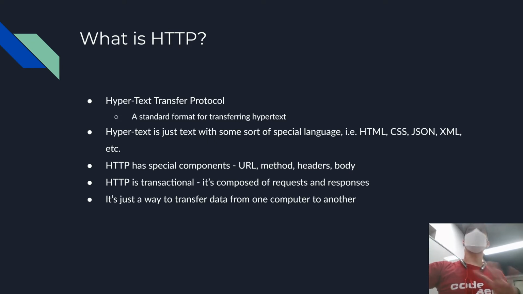Now, HTTP has a whole bunch of different components, like the URL, the method, the headers, the body. We'll get into that later. And the big thing is that it's transactional, okay? It's not you make a connection and then you do a whole bunch of stuff. Like, they might send you 2 messages, you might send 5 messages. It's not like that. It's request, response. Request, response, okay? That's HTTP, okay? And as mentioned before, it's just a way for 2 computers to communicate.